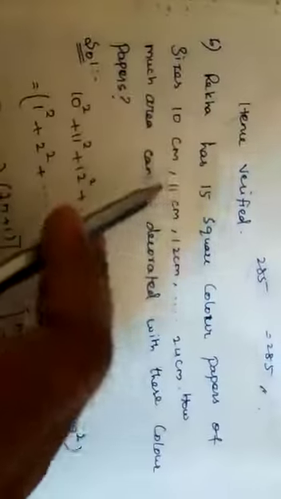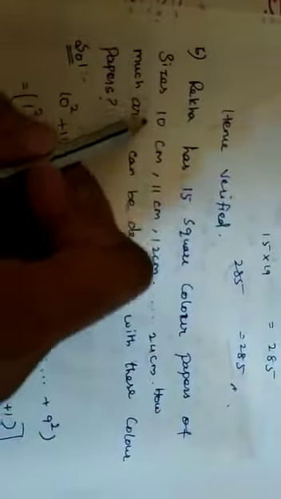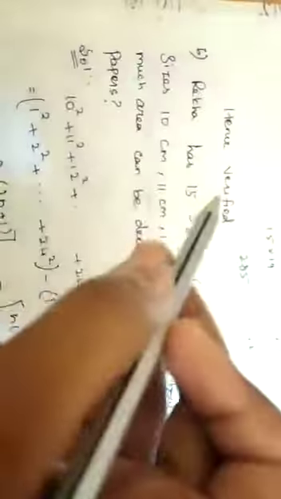Okay. So sixth question is, Rekha has 15 square color papers of sizes 10 cm, 11 cm, 12 till 24 cm. Okay, how much area can be decorated with these color papers? See, these are the lengths of different squares. One square's length is 10, another square's length is 11, and another square's length is 12. So we can take this as 10 square, 11 square, 12 square till 24 square, because you know the area of a square is a square. So you should take the area as square only.